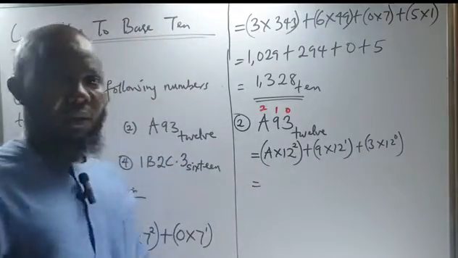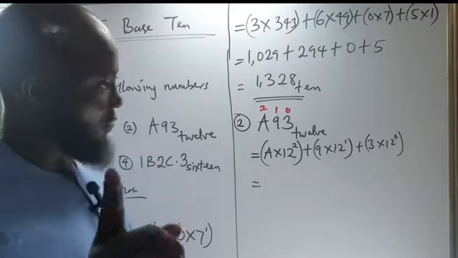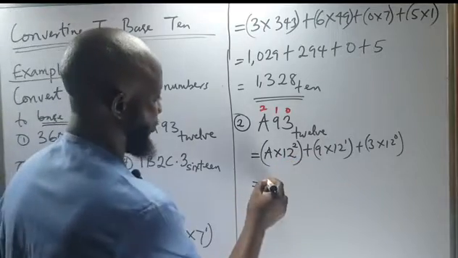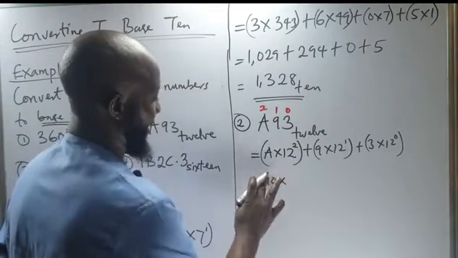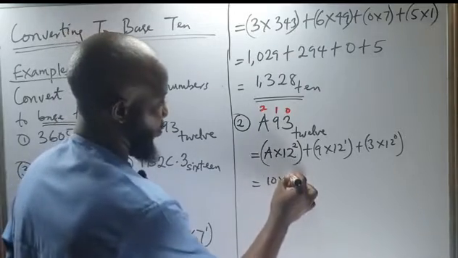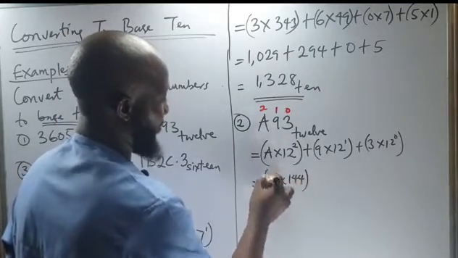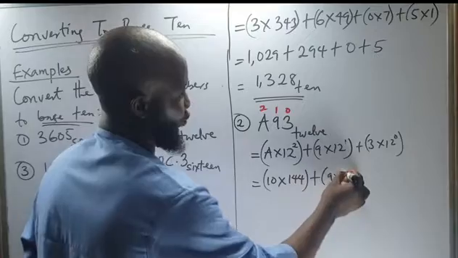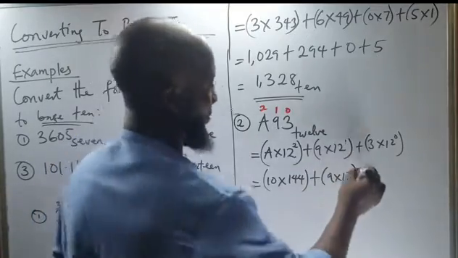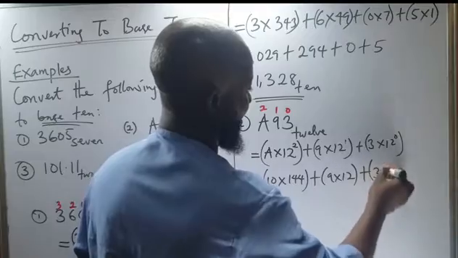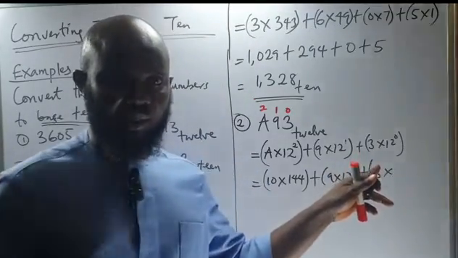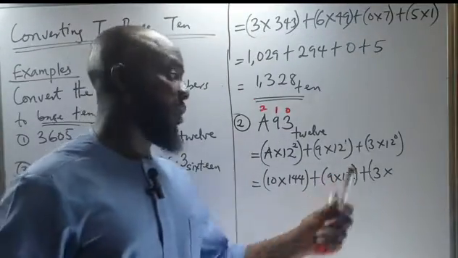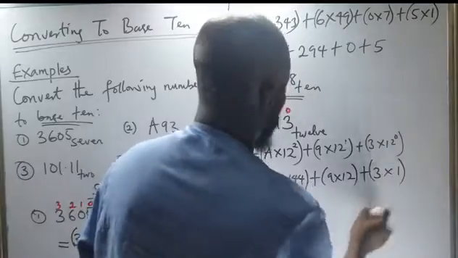So what does A stand for? Don't forget we've done that already before. So A stands for what? 10. So in that case, this will be 10 multiplied by 12 squared, which is what? 144. Plus 9 times 12. Am I with you? Plus 3 times, what did I say the other time? I said anything raised by 0 is what? 1. Good. Good of you. So that means 12 raised by 0 is what? 1. I believe I'm making sense.